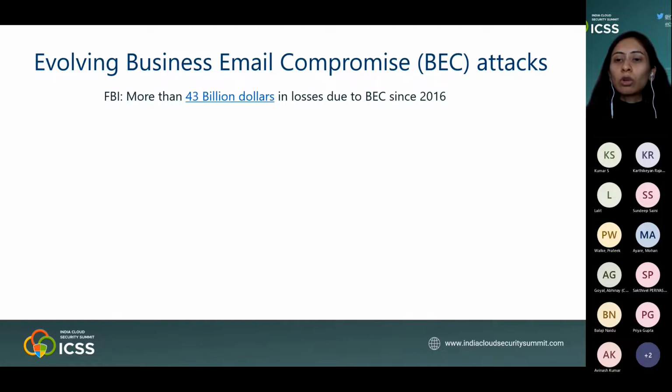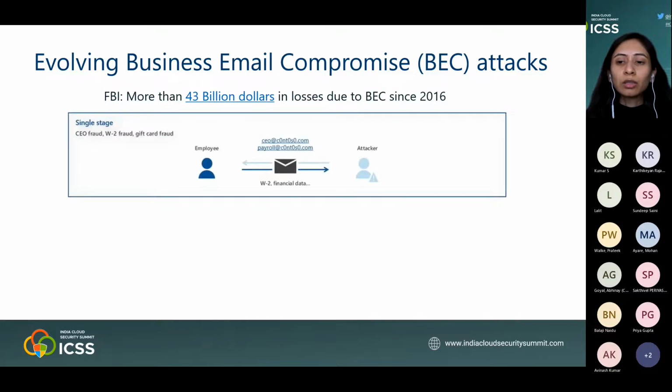So let's talk about business email compromise. According to the FBI, in 2019, BEC was the costliest type of cybercrime. And since 2016, BEC has accounted for more than $43 billion of losses. And over the years, we've observed very advanced flavors of these BEC attacks.